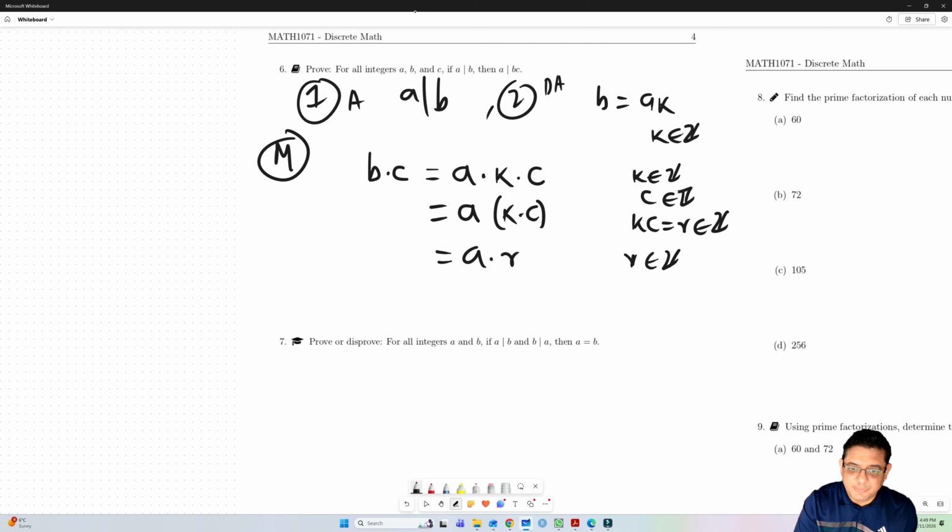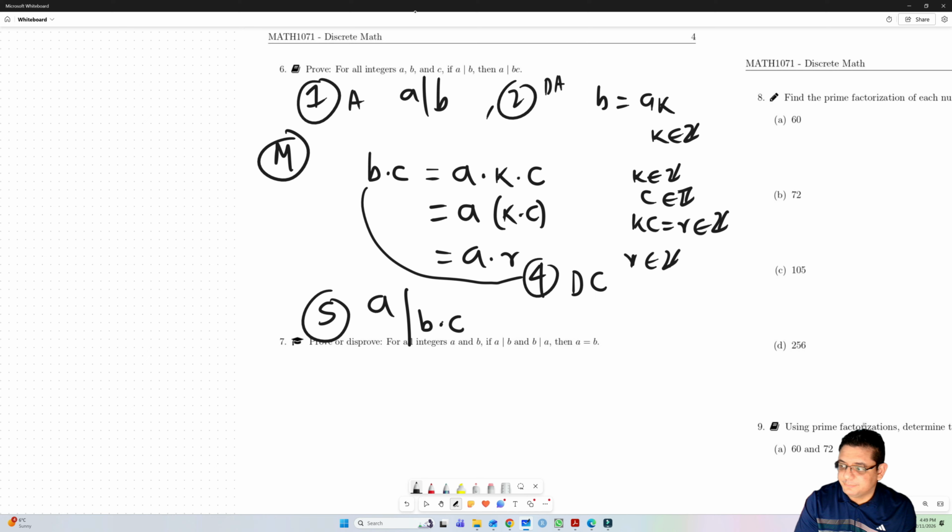So this is my step 3 manipulation, but now with this, I got to my step 4 definition of the conclusion. So b times c equals a times r, which means that, step number 5, a divides b times c. Okay? Or b times c is divisible by a.